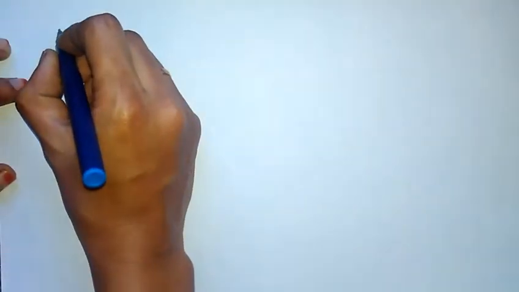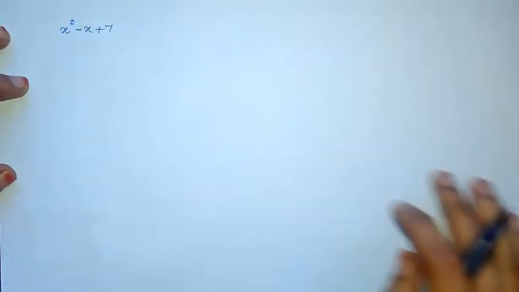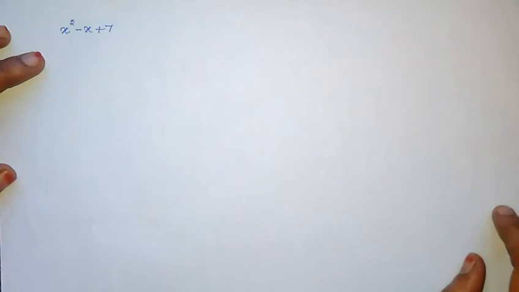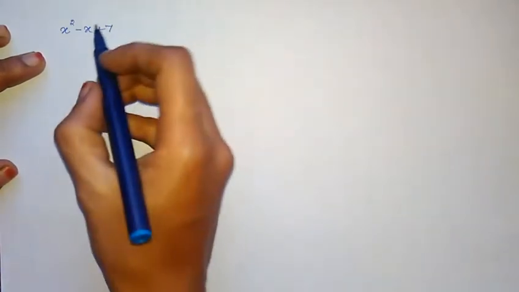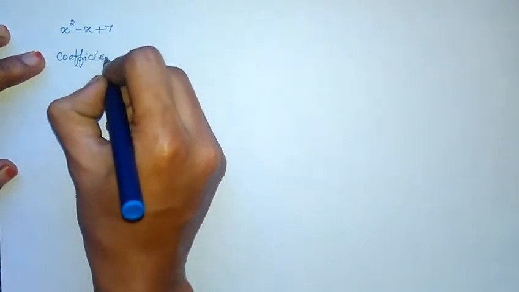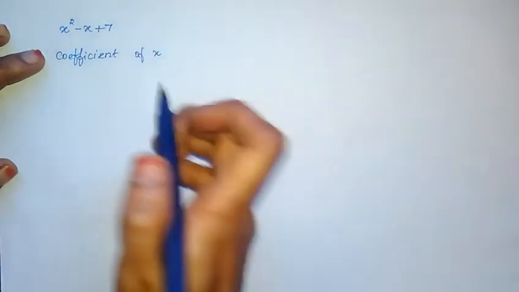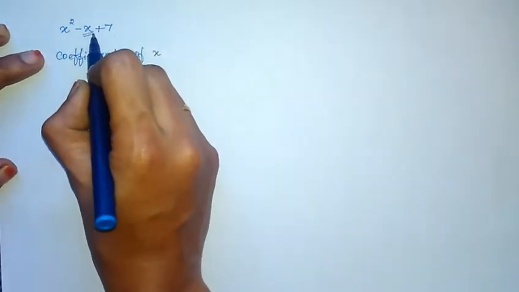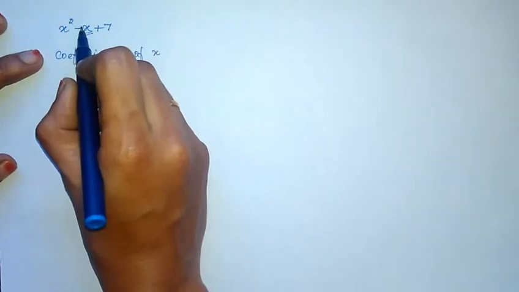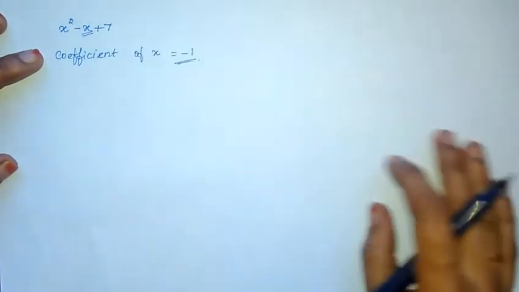Now, I am going to write another polynomial. x square minus x plus 7. Can you say what is the coefficient of x here? What is the coefficient of x here? See this. Here coefficient of x is minus 1. So, coefficient of x is equal to minus 1.